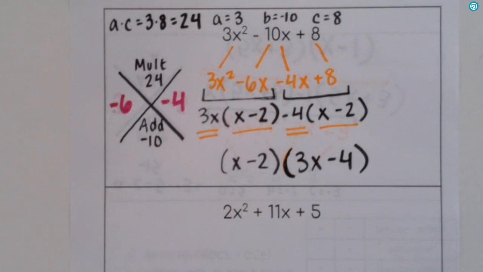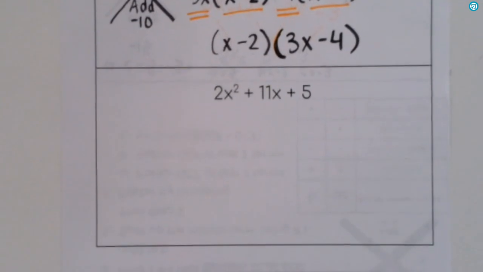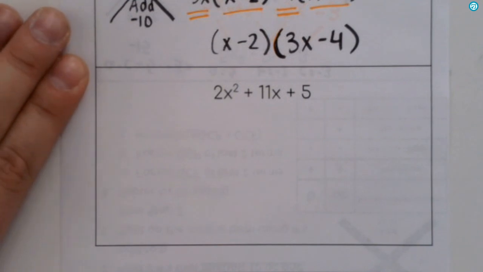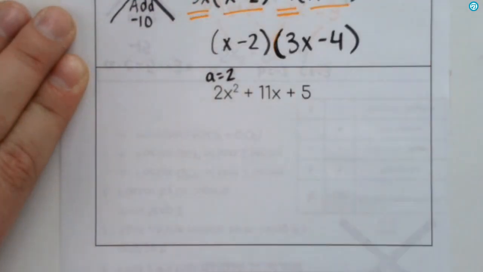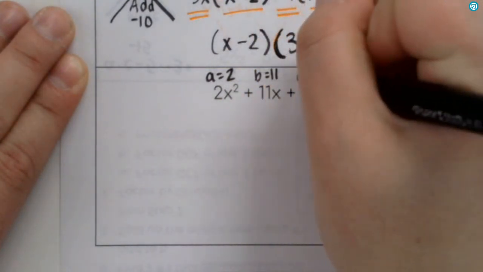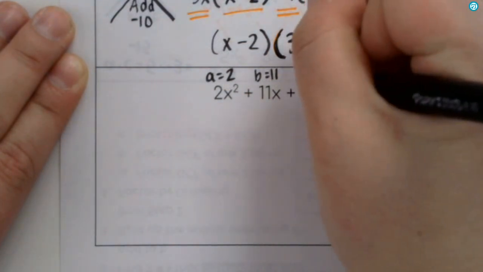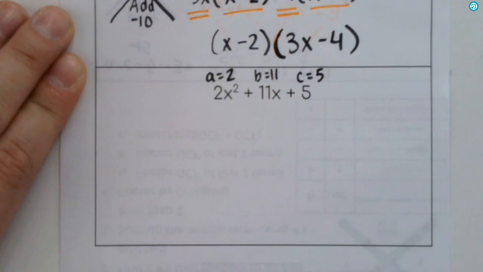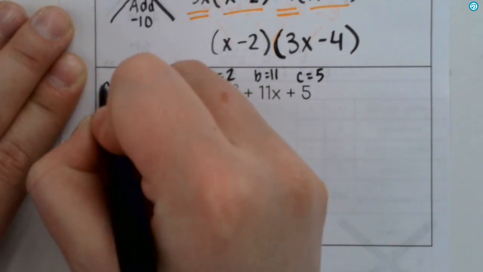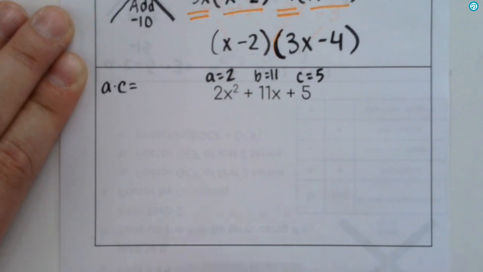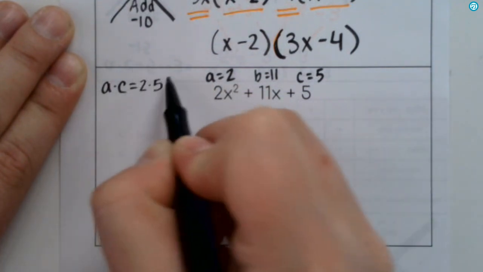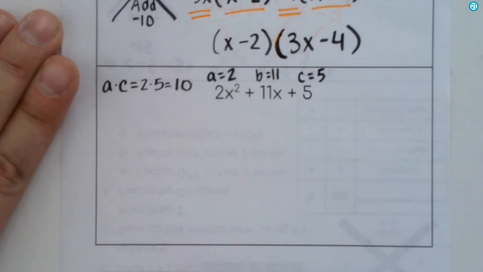Okay, we've got one more, and this last one is all positive, which means it's going to be smooth sailing. So 2x squared plus 11x plus 5. What is my A value? Okay, somebody else, what's my B value? Okay, and one more person, what's my C value? Thank you. Okay, so first thing, we multiply A and C together. So A times C is 2 times 5, which is 10.